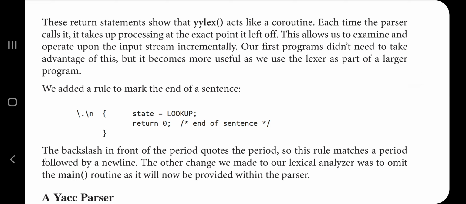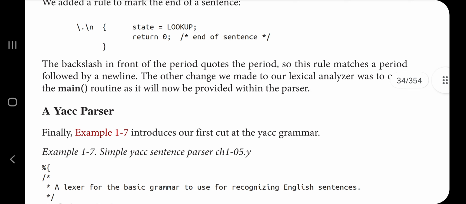And Lex is a program which gets executed, which reads the input and performs the lexical analysis. So the end of the sentence can be \n or dot. For dot it is this one, or for \n it is this one. State is equal to lookup, return 0. When it returns 0, it is the end of the sentence.